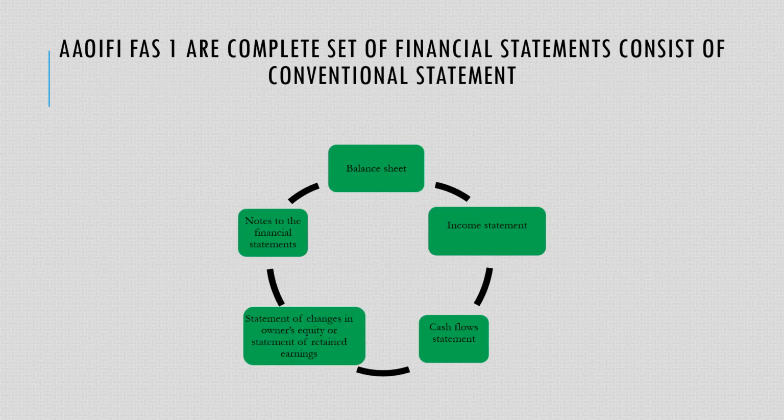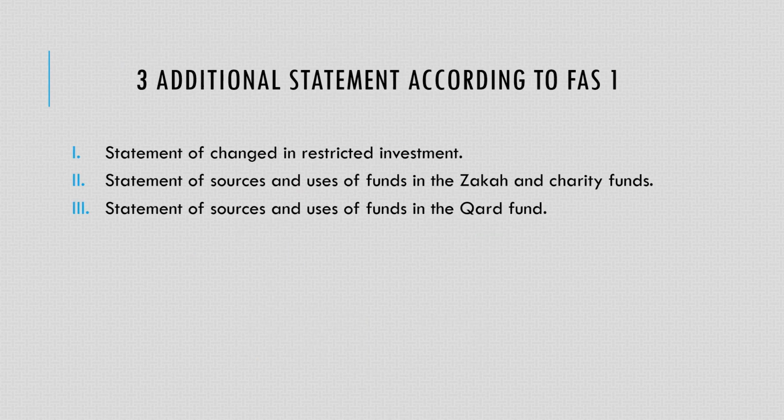And then FAS, or AAOIFI Financial Accounting Standard 1, says a complete set of financial statements consists of the conventional statements. It is the same: the complete set has a balance sheet, income statement, cash flow, statement of changes in owners' equity, and the notes. It is the same way as conventional. Only the way they treat items is based on whether they follow the Sharia principle or not.